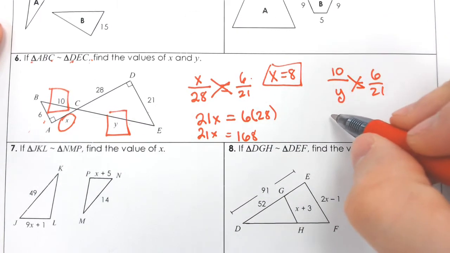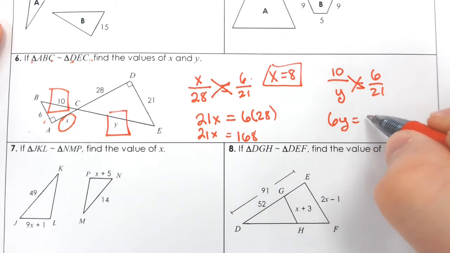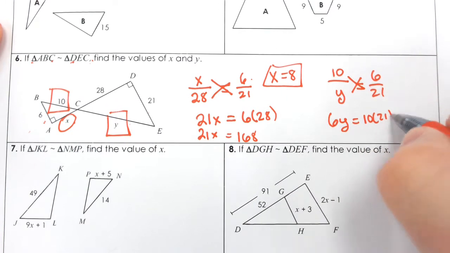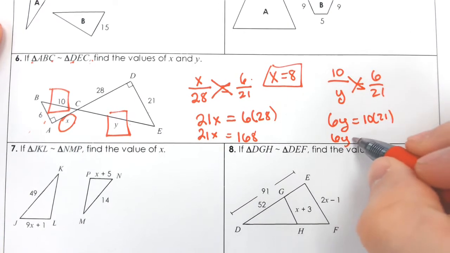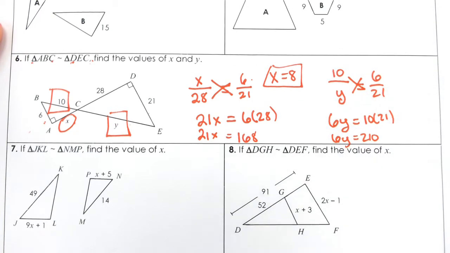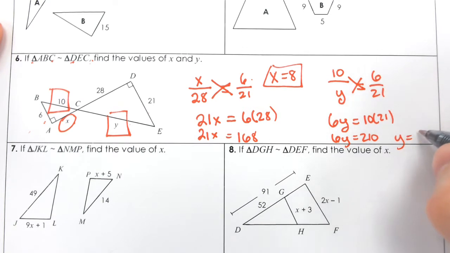Cross multiply. 6 times y is 6y equals 10 times 21. 6y would equal 210 when you multiply 10 and 21. And then you just divide 210 by 6. And y would equal 35.